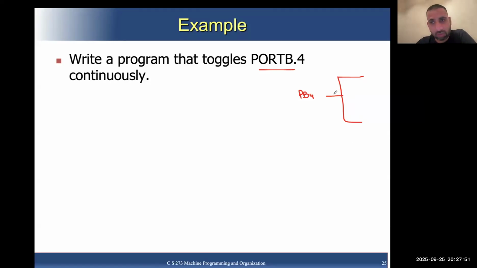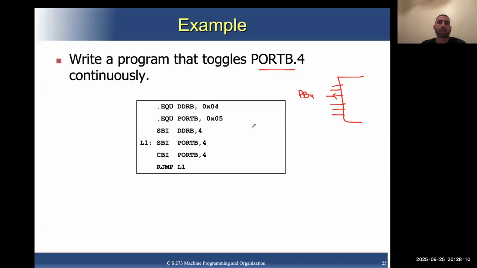So basically we want to configure it as output and then write on this pin, first 0, then 1, then 0, then 1. And for the other pins, we don't care, maybe they are configured as input or output. We are not concerned with that. So how can we do that?